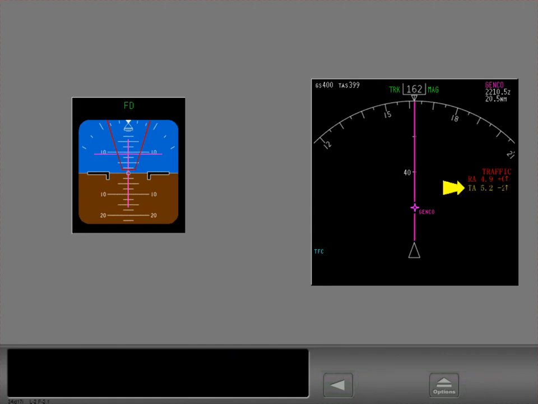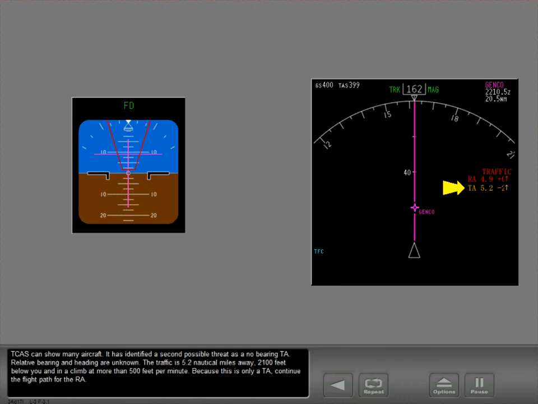Traffic, traffic. TCAS can show many aircraft. It has identified a second possible threat as a no-bearing TA. Relative bearing and heading are unknown. The traffic is 5.2 nautical miles away, 2,100 feet below you, and in a climb at more than 500 feet per minute. Because this is only a TA, continue the flight path for the RA.